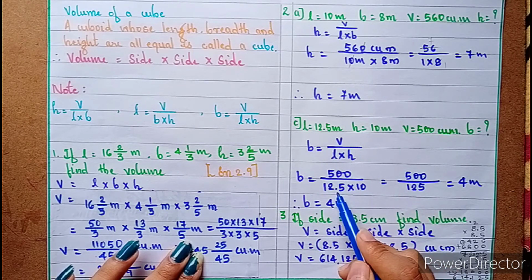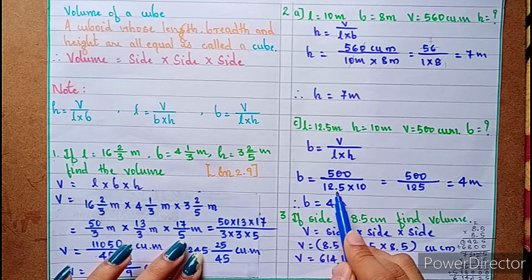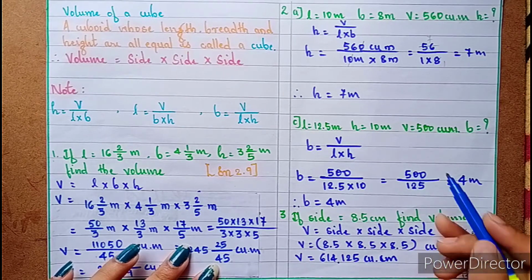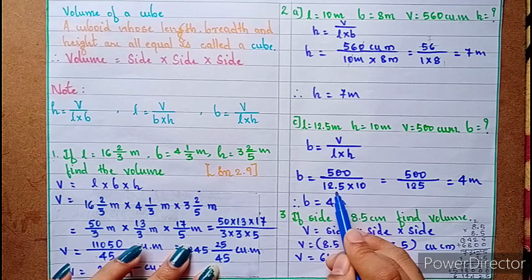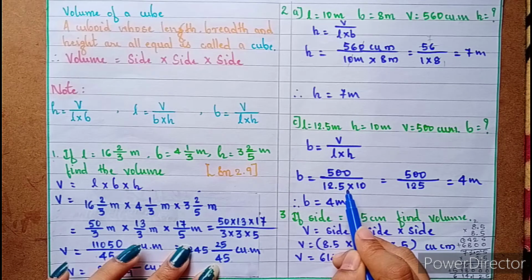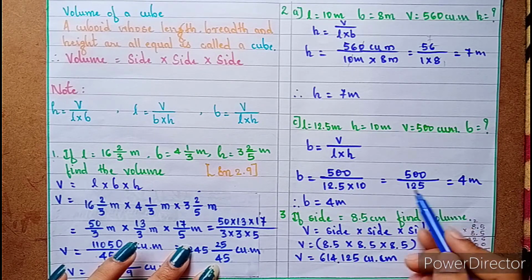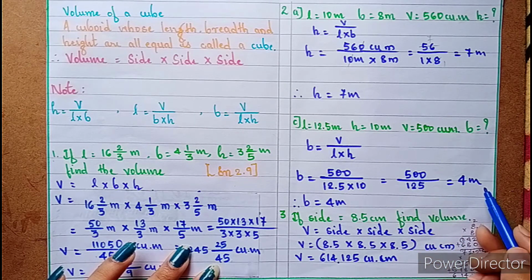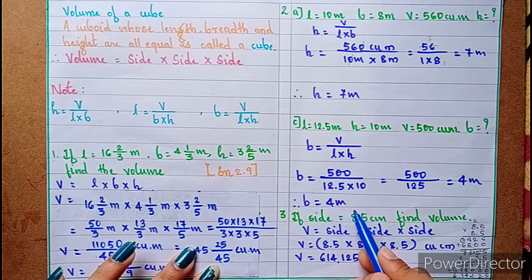Now, as it is in a decimal point, we shall remove the decimal point by multiplying by 10, and it is already present here. So when we multiply 12.5 by 10, the decimal point will shift to the right side by one place. Therefore, it will become 125. Therefore, 500 divided by 125 gives us 4 meter. Therefore, breadth is 4 meter.